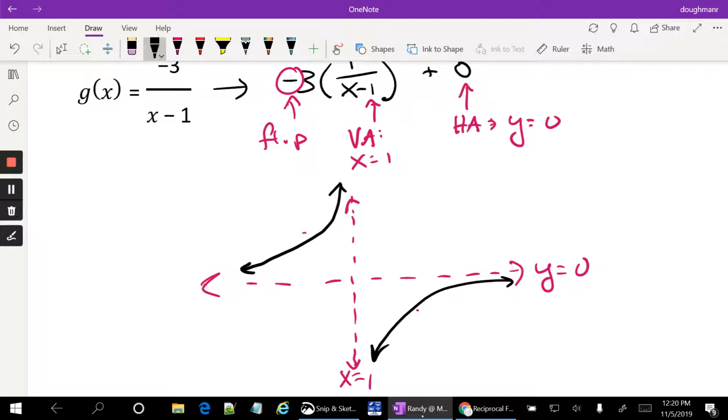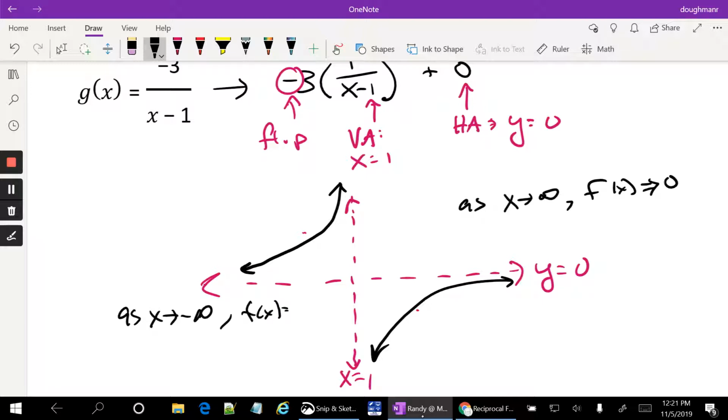All right. And now analyzing the arrows right here, as x goes to infinity, f of x goes to 0, gets closer and closer to 0. Back here, as x goes to negative infinity, f of x approaches 0. Okay, this arrow says as x approaches 1, that's my vertical asymptote, from the right, f of x goes to infinity.